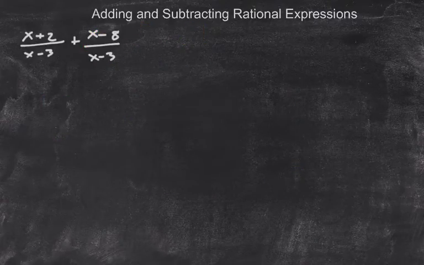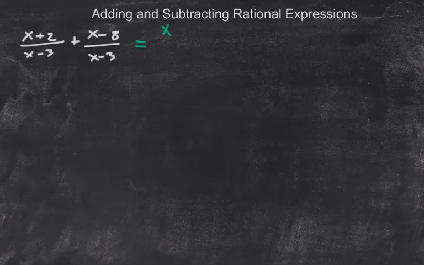Alright, so we've got x plus 2 over x minus 3 plus x minus 8 over x minus 3. The first thing I need to know is whether my denominators are the same or not. And in this case, I was given 2 rational expressions that have the same denominator, meaning that the size of the pieces is the same. Okay, and so this language about size of pieces is really from our understanding of fractions, rational numbers. But we can extend it to this new, more abstract concept. So I have the same size pieces, which means I can just go ahead and add the numerators.